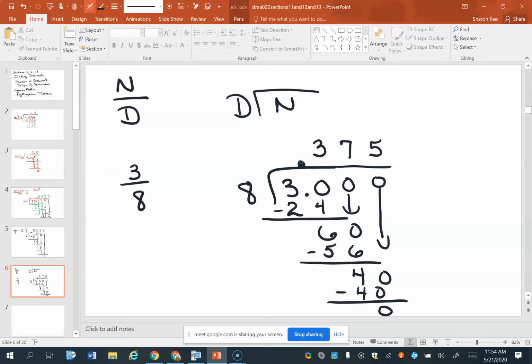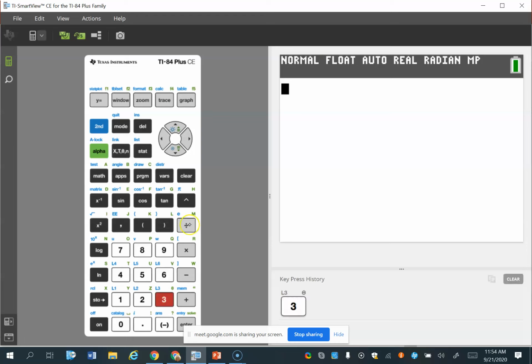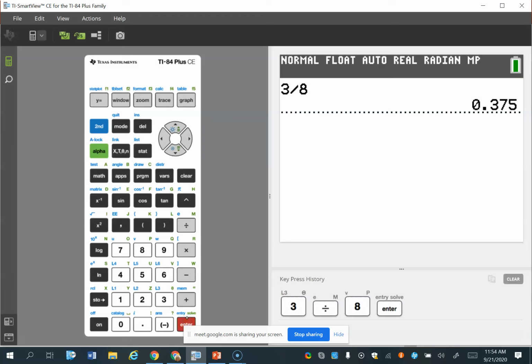So that's one way we can go about doing that. If you're using your calculator, you're just going to do 3 divided by 8, press enter, and then there you go. You've got your 0.375 or 375 thousandths.